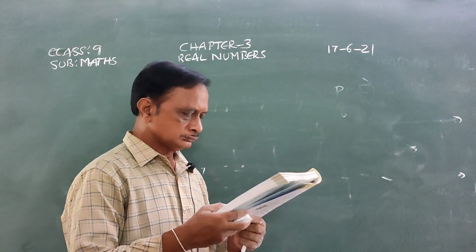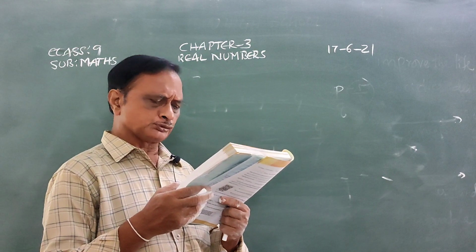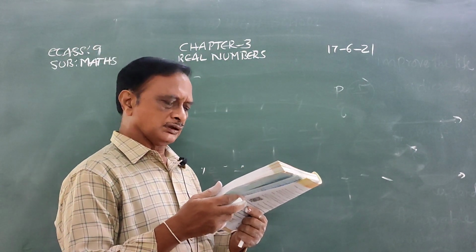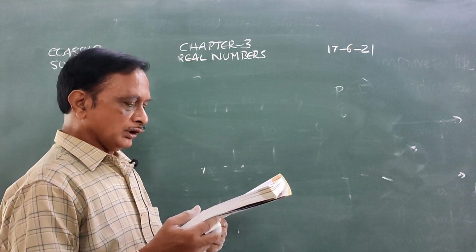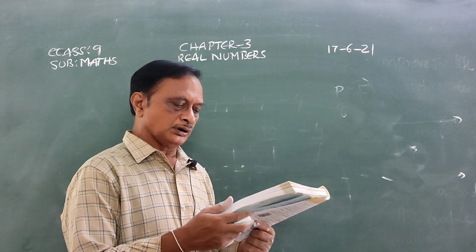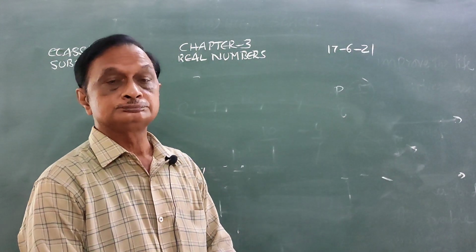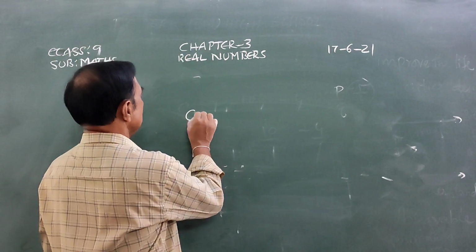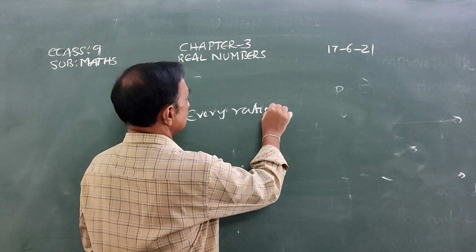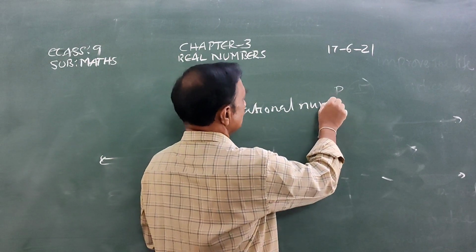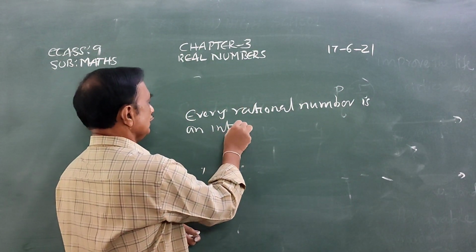Now, example 2. Are the following statements true? Give reasons for your answers with an example. What is the first question? Every rational number is an integer.